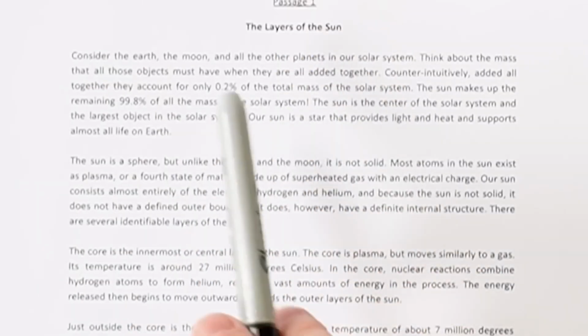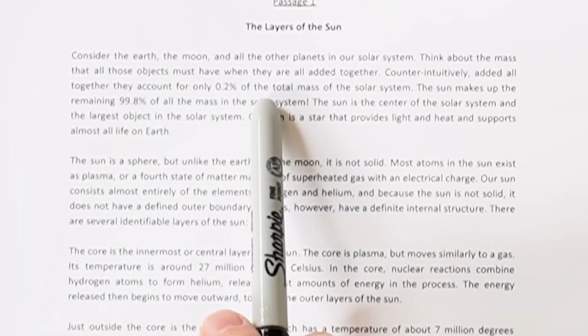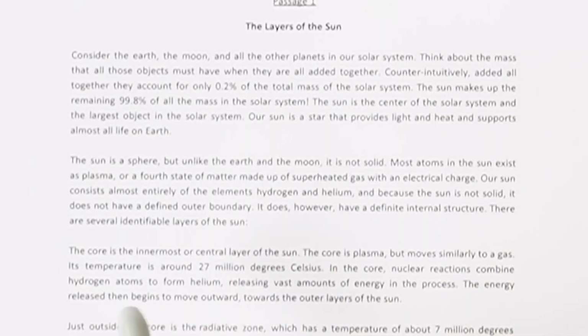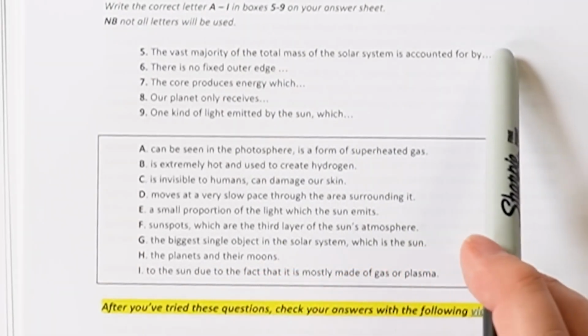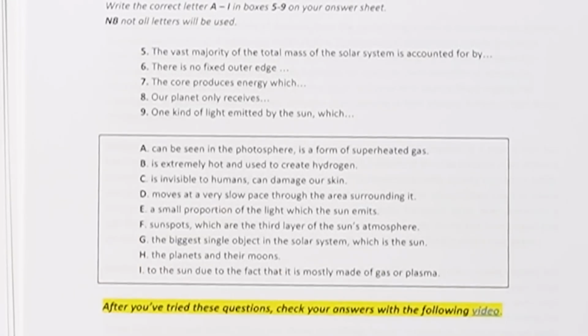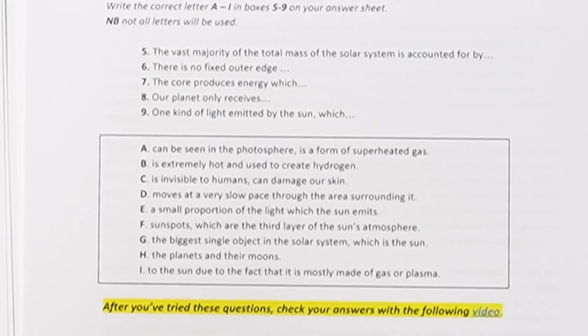Okay, scanning the first paragraph here, mass. Counterintuitively, added together, they account for only, okay, so the planets only account for 0.2%. The sun makes up 99.8% of the mass in the solar system. So it is the sun. The vast majority of the total mass of the solar system is accounted for by, so we're looking for the sun. G, the biggest single object in the solar system, which is the sun.